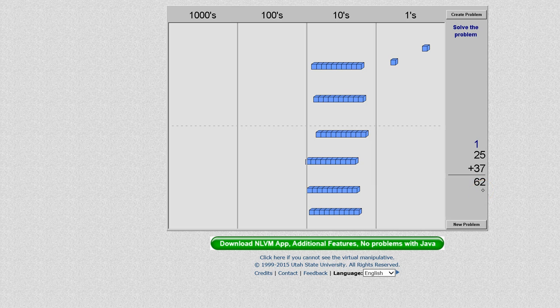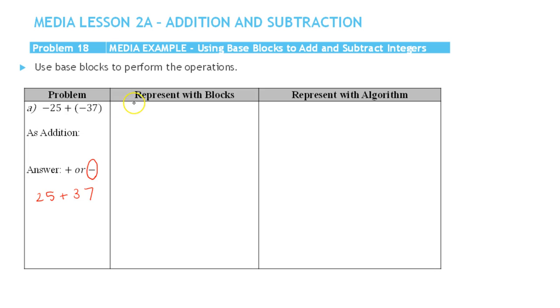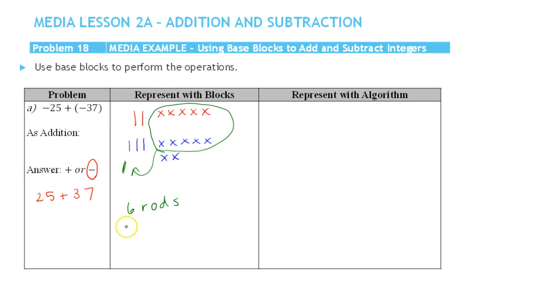So now let's use this idea to write this on our workbook sheet. We had 25, which was 2 tens and 5 ones. Then we had 37, which is 3 tens and 7 ones. And what we did, I'm going to use a different color, we regrouped these 10 ones and we made one rod. So our resulting answer is, let's just write this below, 6 rods and 2 units.